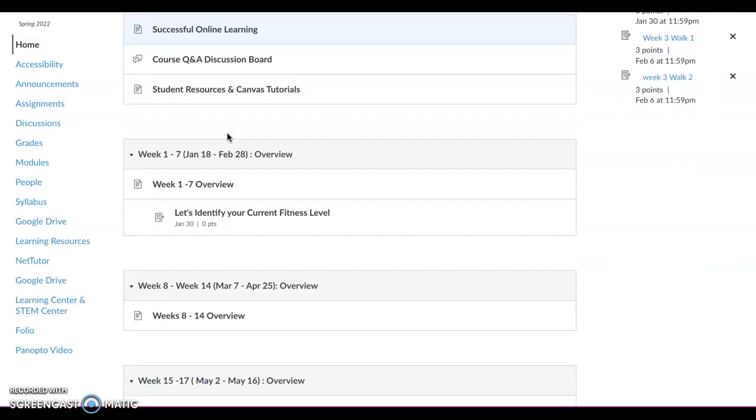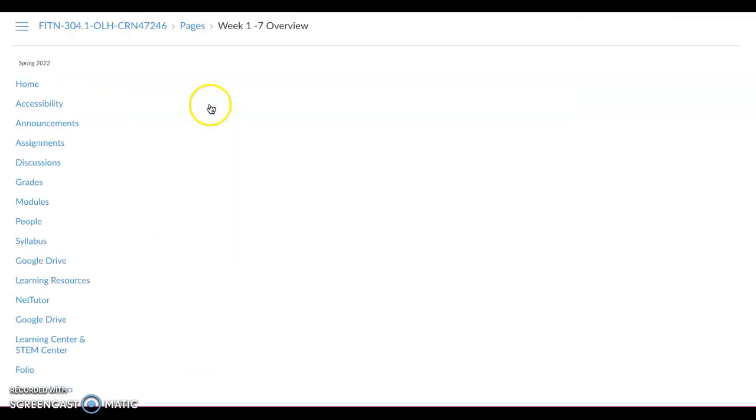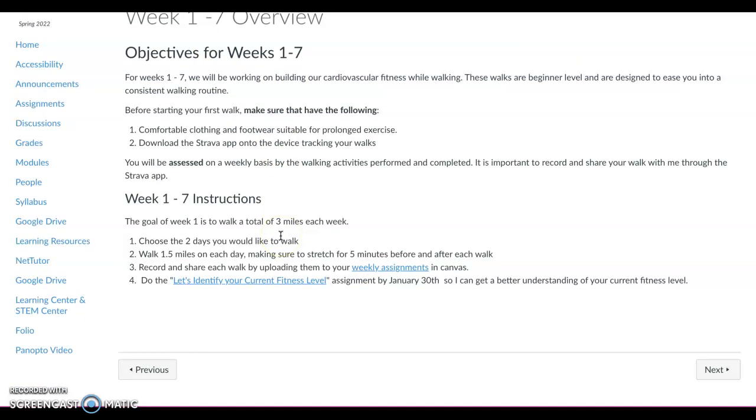Fitness 304 is divided into 3 units. Please read through each unit to see what's required during those weeks. Students can upload their weekly assignments using the link below.